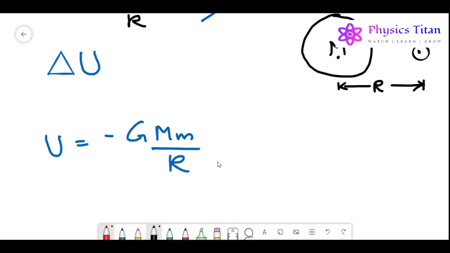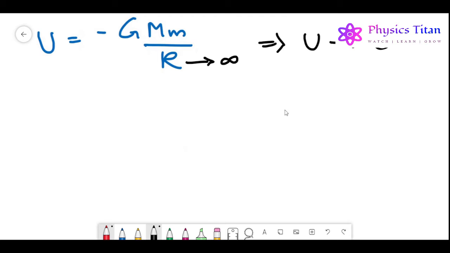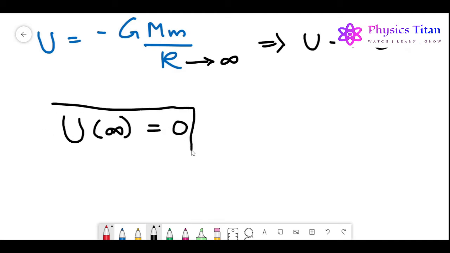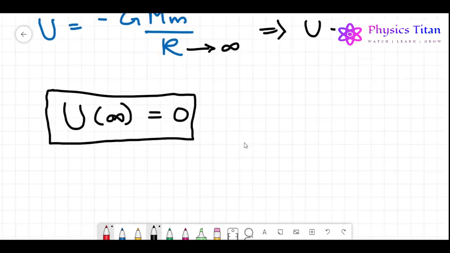Now what will happen if the distance between their centers of mass becomes very large? Let us say r tending to infinity. In this case, the potential energy U will tend to 0 because r is in the denominator. 1 by infinity is equal to 0. Or we can say the potential energy of a system at infinity is equal to 0. This is the concept which we'll be using in deriving the escape velocity for an object or a planet. So just remember this. Now let's proceed.